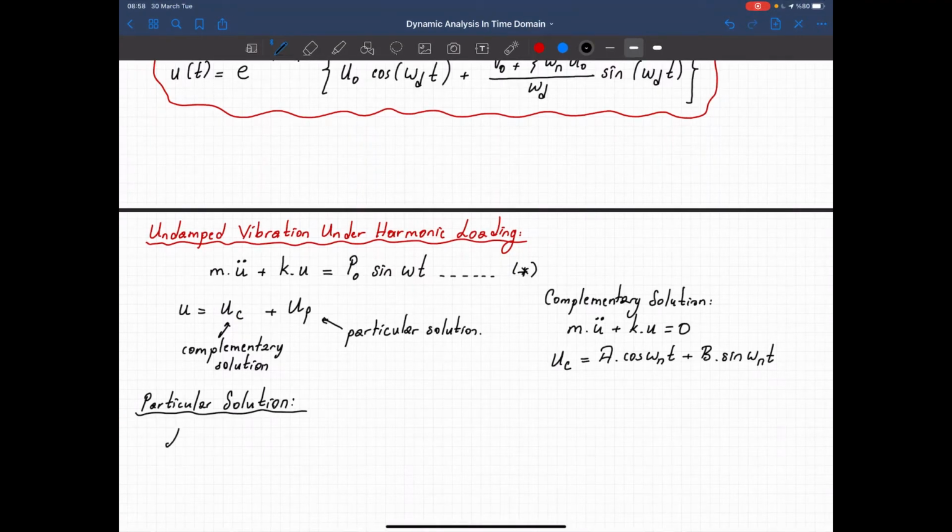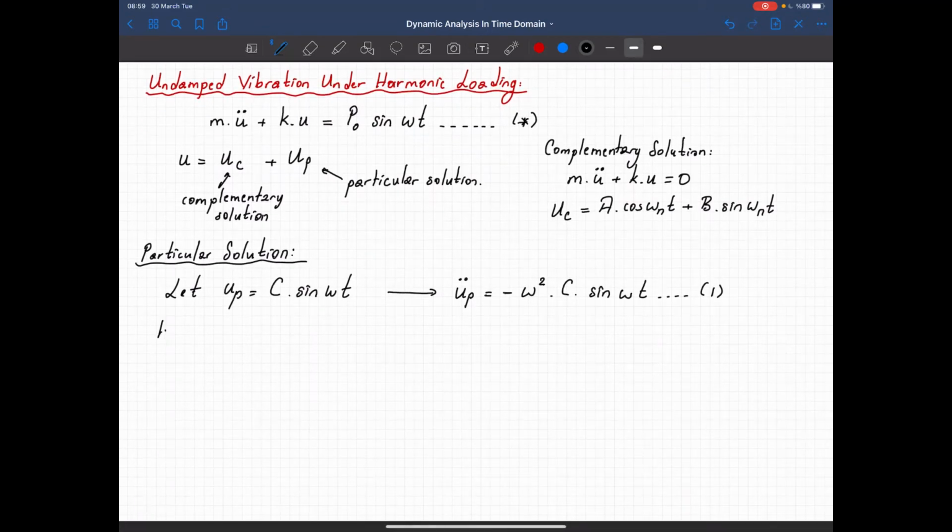So I'm saying that let u_p be equal to C times sine omega t. So when I assume that u will have this form, u double dot p will be equal to minus omega squared times C times sine omega t. Again, let's call this one equation 1.